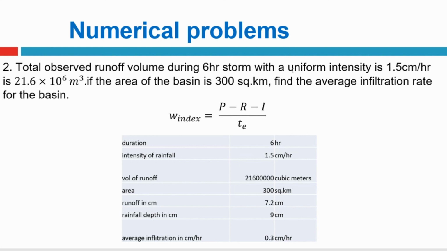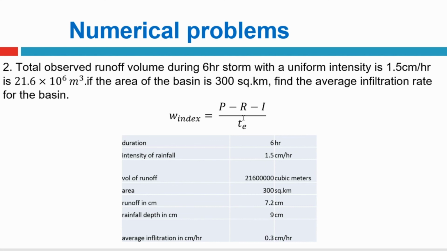total observed runoff volume during a 6 hour storm with a uniform intensity of 1 centimeter per hour is 21.6 into 10 raised to 6 meter cube. If the area of the basin is 300 square kilometer, find the average infiltration rate for the basin.